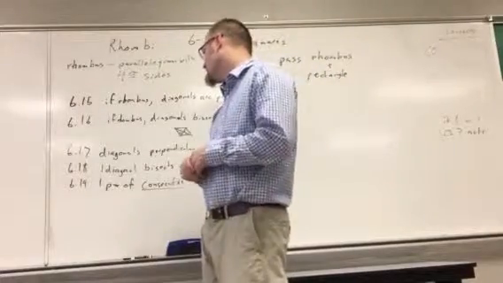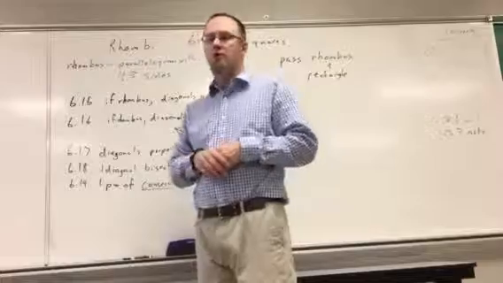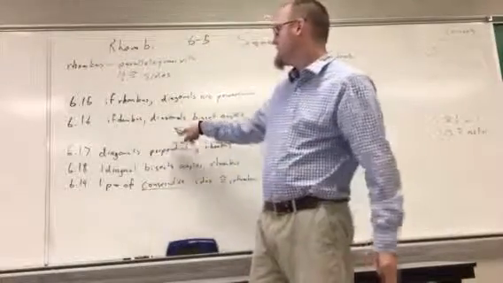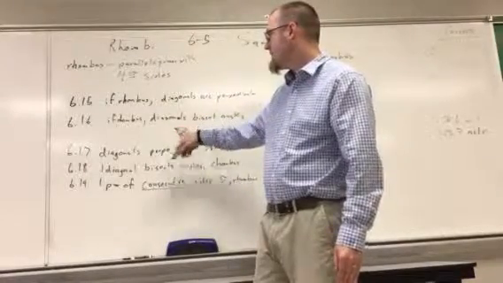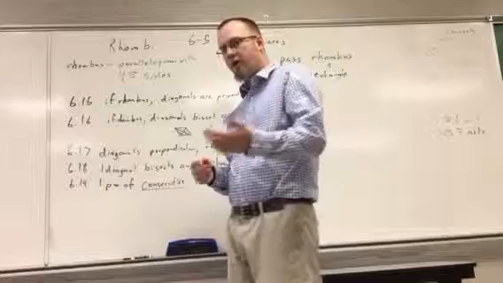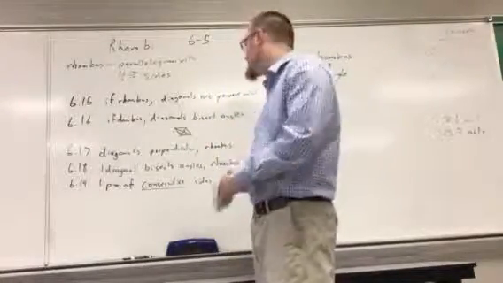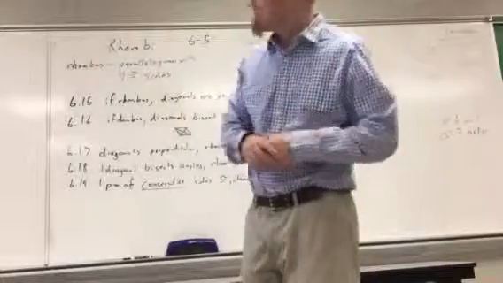And then 6.19, one pair of consecutive sides congruent, it is a rhombus. So again, if we've got this parallelogram here and they say that this side is congruent to this side over here, we are definitely looking at a rhombus because we already know from the parallelogram that the opposite sides are congruent and they are parallel.